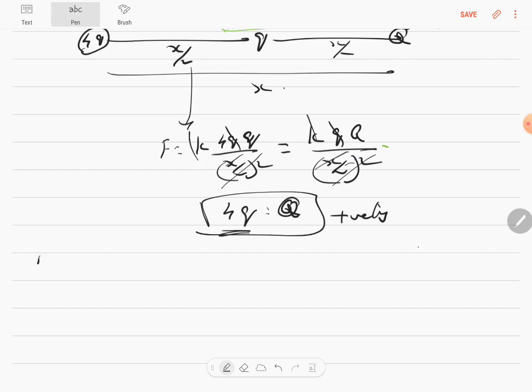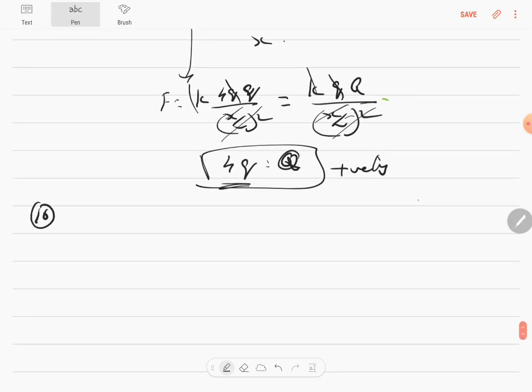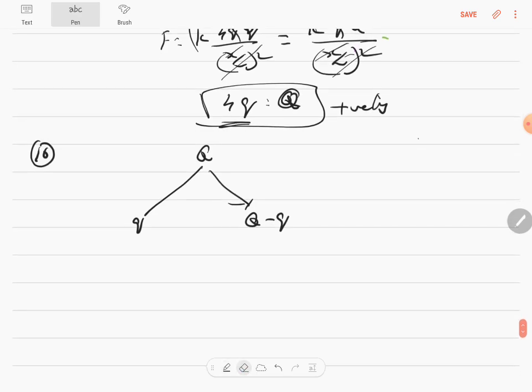Example 16. A charge Q is to be divided into two objects, which means one charge Q is divided into two objects. If one is q, the other is Q minus q, or x and Q minus x, whatever. You can consider this as like this and this, it's your wish. So I'm dividing as q and capital Q minus small q. What should be the values of the charge on the two objects so that the force between the objects can be maximum? Oh, this force has got to be maximum.